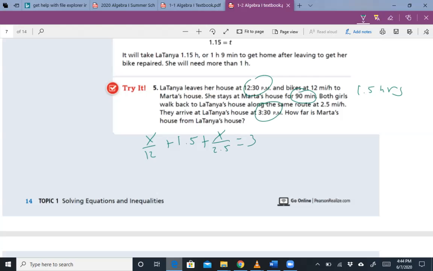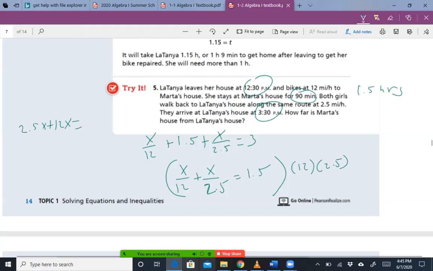Okay, let's do something easy. I'm gonna move the 1.5 to this side by subtraction. X over 12 plus X over 2.5 is equal to 1.5. I subtracted 1.5 from both sides. Okay, and what I can do is I can actually get rid of all the fractions by multiplying by the common denominator, and that's going to be 12 times 2.5. Because why? The 12 goes bye-bye, but not the 2.5. I'm going to put the work on this side, okay? That's 2.5x plus 12x equals 1.5 times 12 times 2.5.